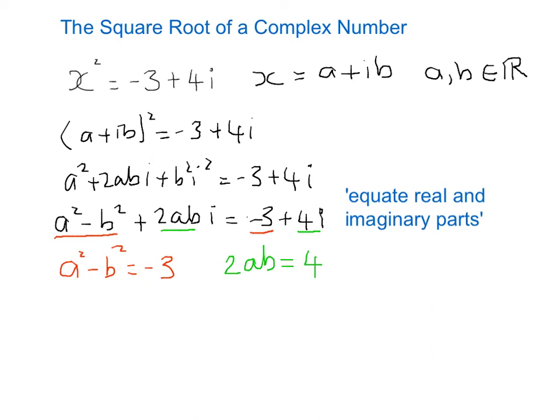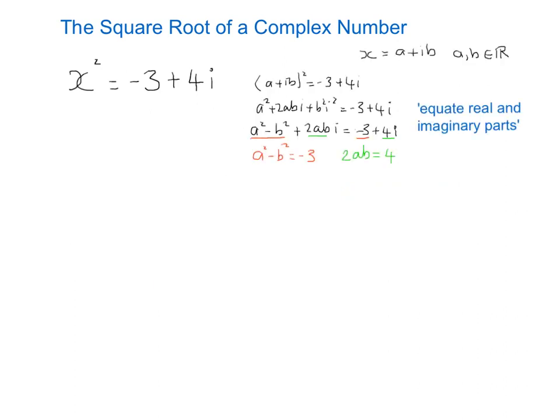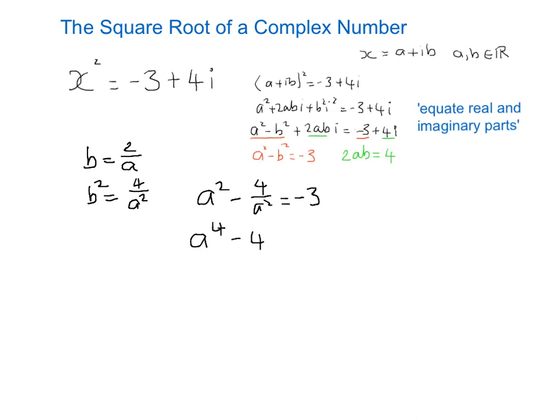And now what we need to do is to solve these simultaneous equations. So if we take the green equation first and rewrite that as b equals 2 over a, so that means that b squared is 4 over a squared, and then we can substitute that into the red equation. a squared minus 4 over a squared equals minus 3, and multiplying everything by a squared, that gives us a to the 4 minus 4 equals minus 3a squared, or a to the 4 add 3a squared minus 4 equals 0, which we can factorise.